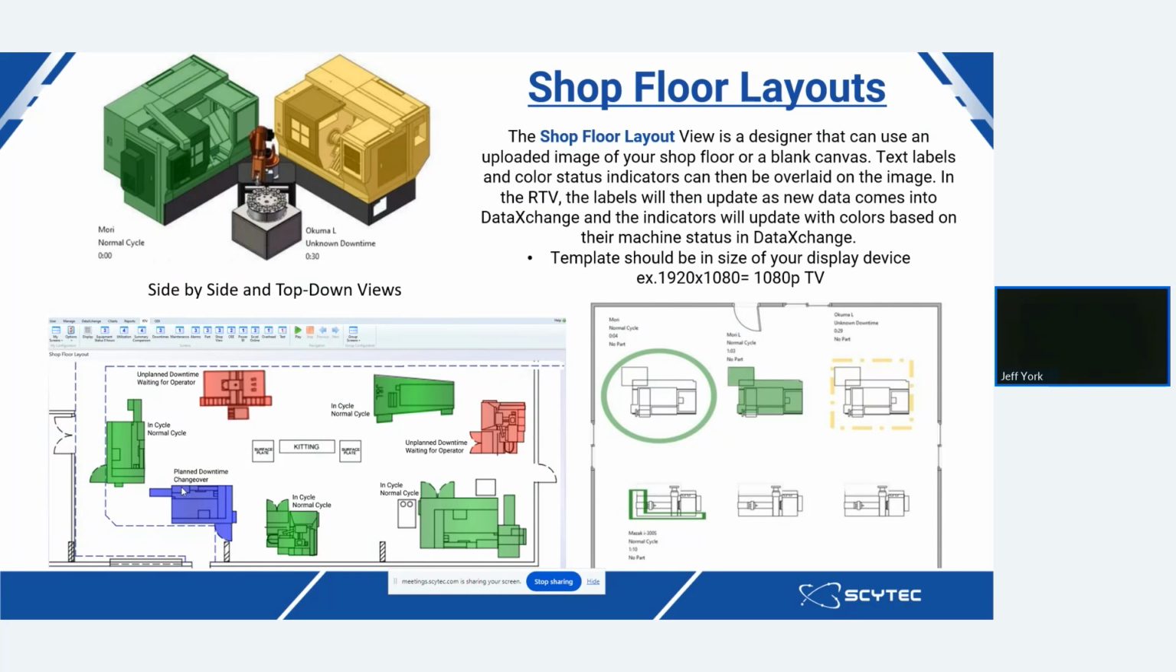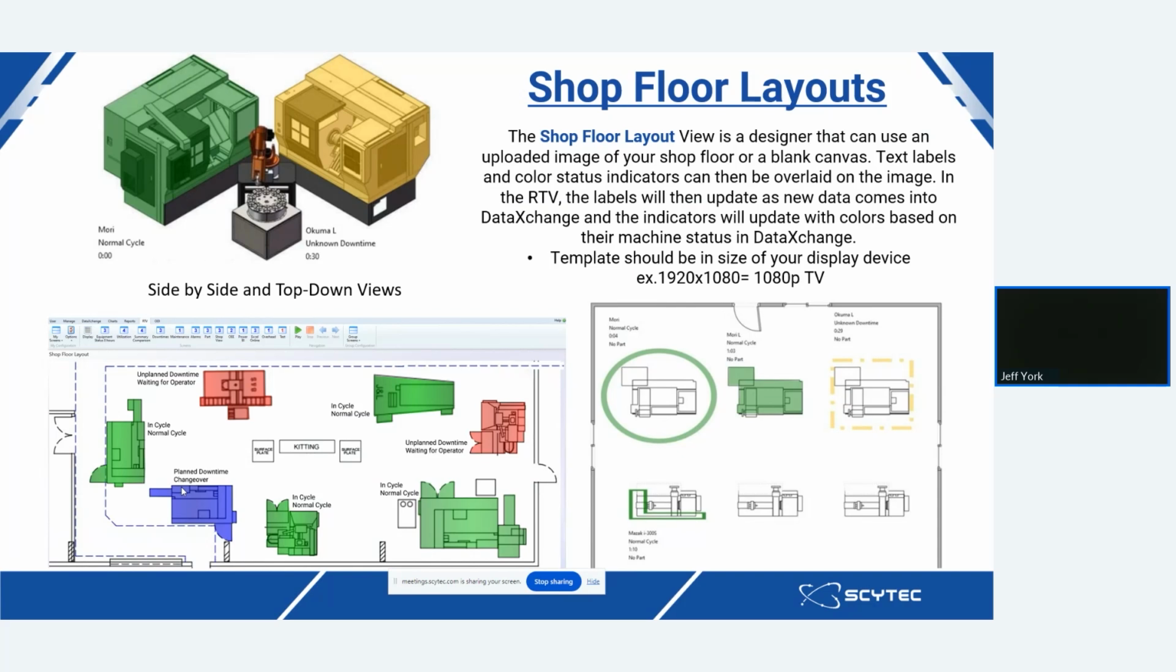And the shop floor layout is a designer that can use an uploaded image of your choosing of your shop floor, or even just a blank canvas. And then you can have text labels and color status indicators that can be overlaid on the image in the RTV. The labels will then update as new data comes into DataXchange, and the indicators will update with colors based on their machine status in DataXchange.